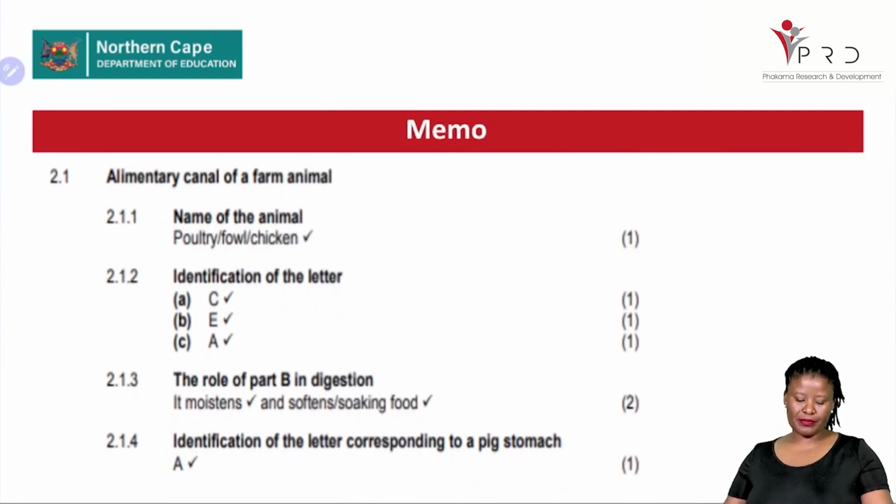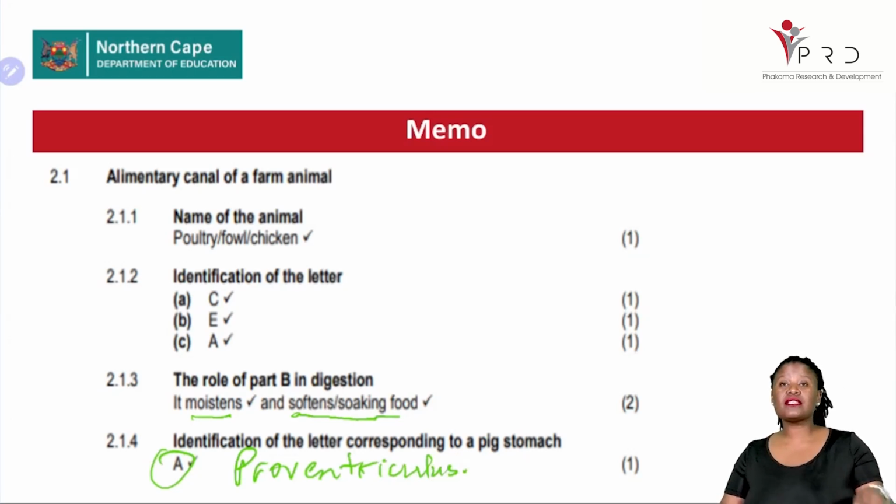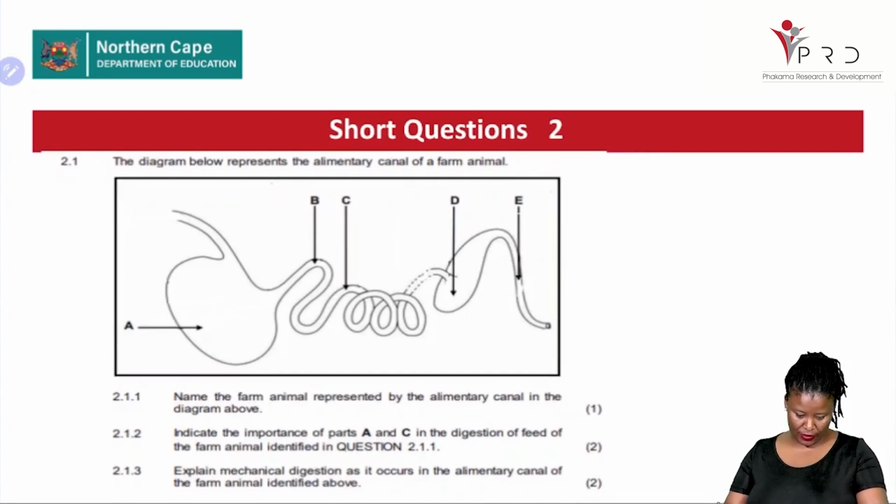The role of part B, which is the crop, it moistens, at the same time it softens as it soaks the food. The letter that corresponds with the stomach of a pig will be part A, which is the proventriculus. Proventriculus in a chicken functions as the stomach of a pig. So the comparison is also asked on this question. Let's move to the second one. The first one was on a fowl, which is a chicken. Let's look at the second one.